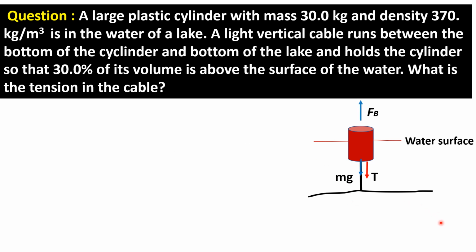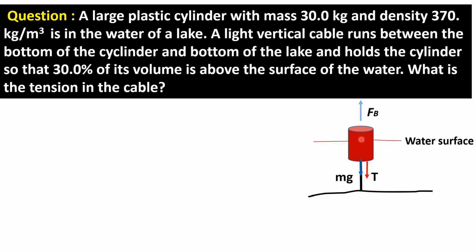As shown in our sketch, we have here the cylinder that is attached to a cable. The cable is holding the cylinder, preventing it from moving or floating on the surface of the water. Because if you notice, this plastic cylinder is less dense compared to water. Its density is only 370 kilogram per meter cube, so that is less than the density of water.